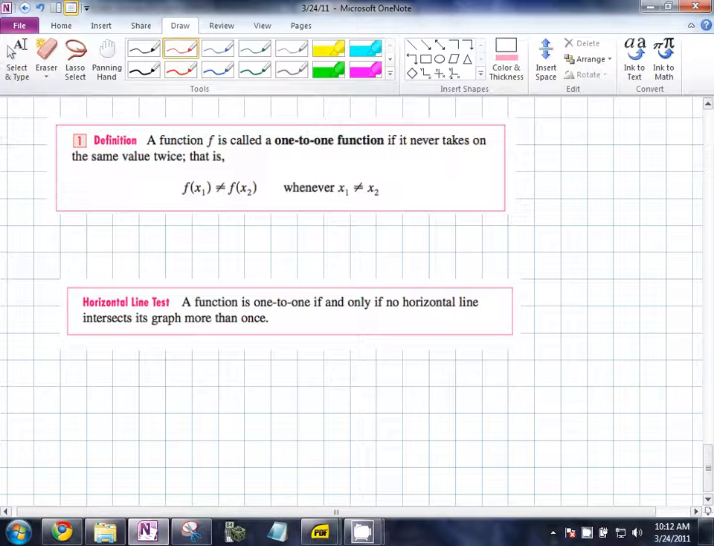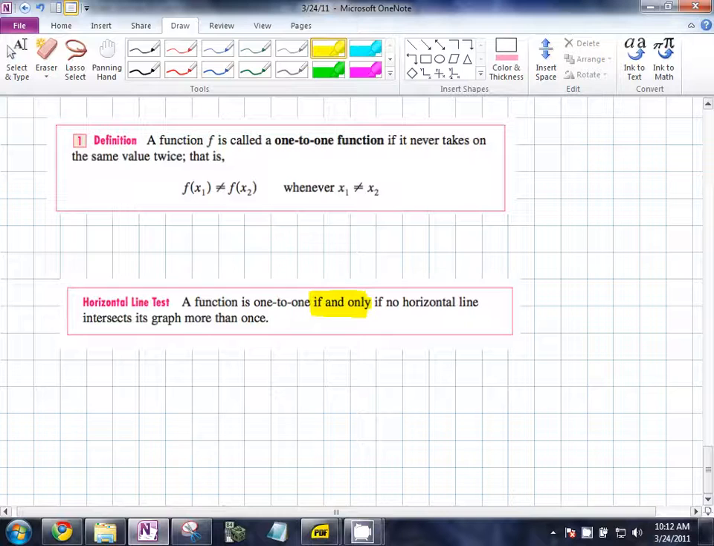Exactly. So the key thing is "if and only if." It has to, it must, go both ways. Meaning if no horizontal line intersects this graph more than once, it is a one-to-one function. And if it's a one-to-one function, no horizontal line passes through more than once. Does that make sense, everybody?